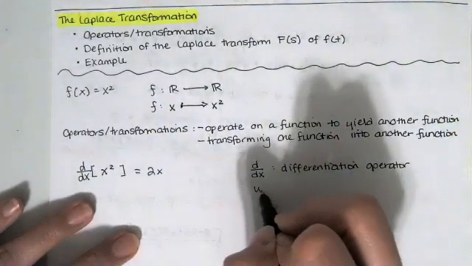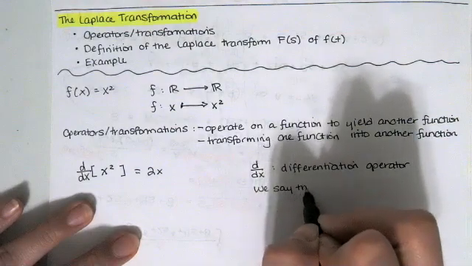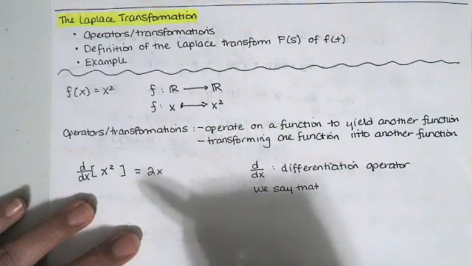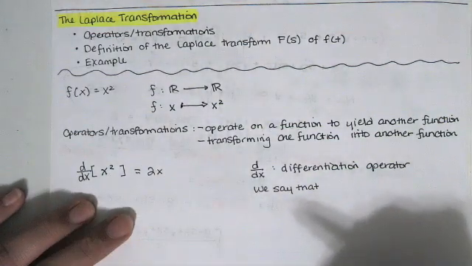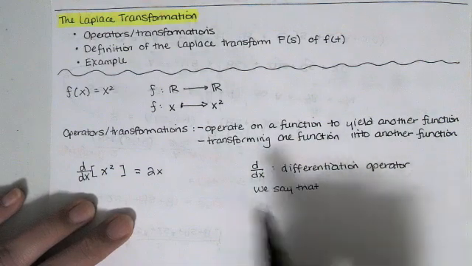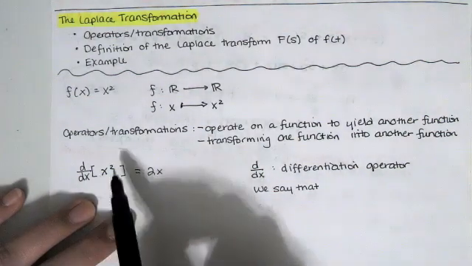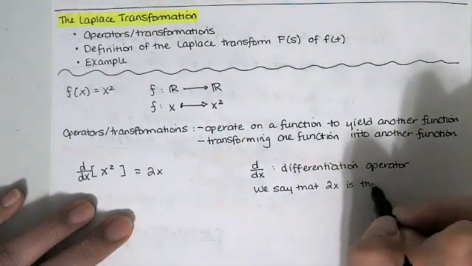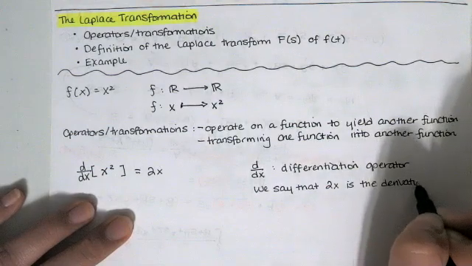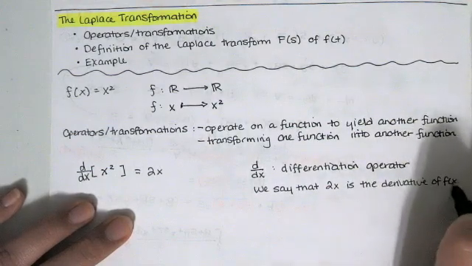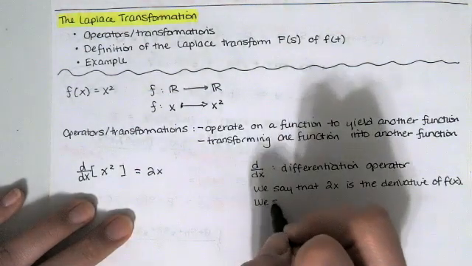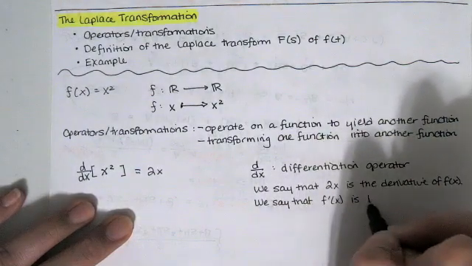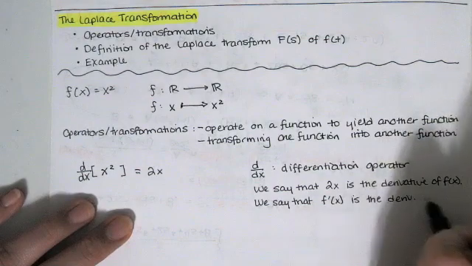So we would say that this process of taking the derivative of x squared and getting 2x is called differentiation. And this is the differentiation operator. And then we say that this function is the derivative of this function. So we'll say that 2x is the derivative of f(x). Or in general, we say that f prime of x is the derivative of f(x).